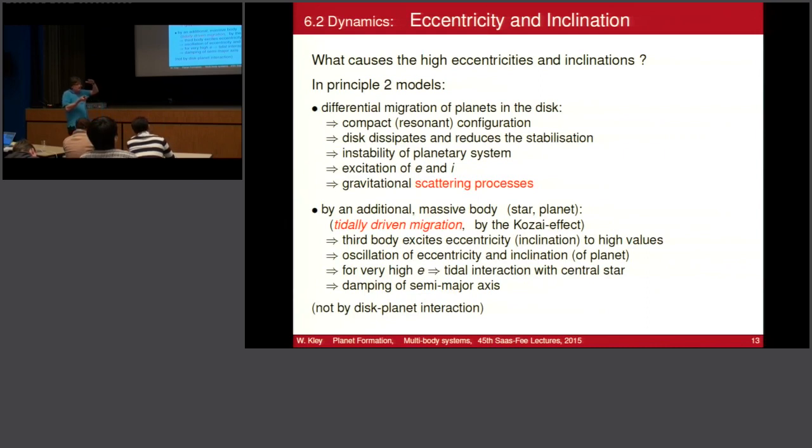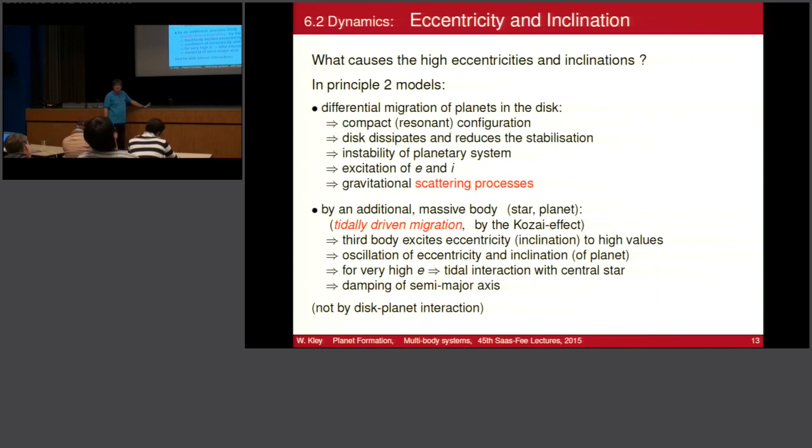There's a limit to the maximum eccentricity you can have. So you take away the disk, and that reduces the stabilization. The instability of the planetary system ensues. You get excitation of eccentricity and inclination, you get gravitational scattering processes, and one of the planets is dumped inside, for example, which produces nicely eccentric orbits, and also close-in orbits which are eccentric or even inclined. By this process, you can also produce inclined orbits.